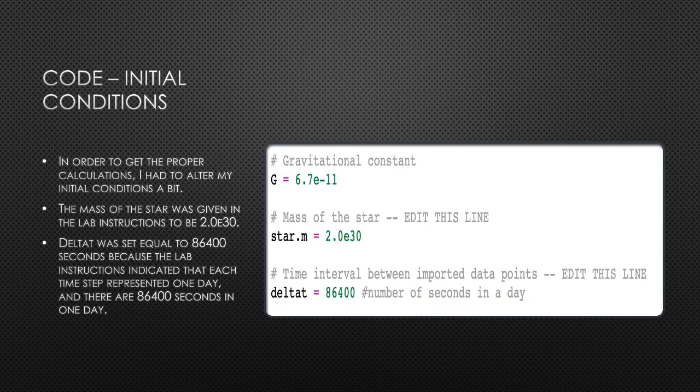My initial conditions were all given, with G being the gravitational constant equal to 6.67 times 10 to the negative 11th, the mass of my star being 2.0 times 10 to the 30th, and the time step, delta t, being 1 day. In my code, I changed the day to be equal to 86,400 seconds because that's the SI equivalent of a day.